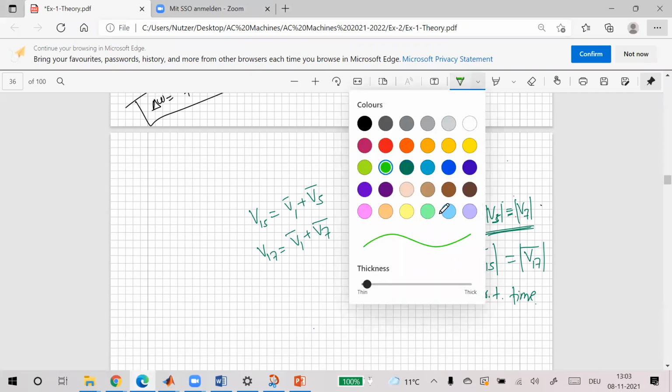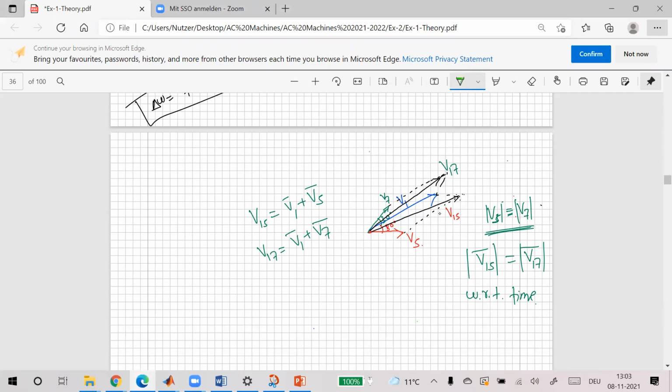So let's draw it again. We know that this makes your V alpha 15 and this makes your V alpha 17. And you can see that in this case only, not in all the cases, V alpha 17 is less than V alpha 15.